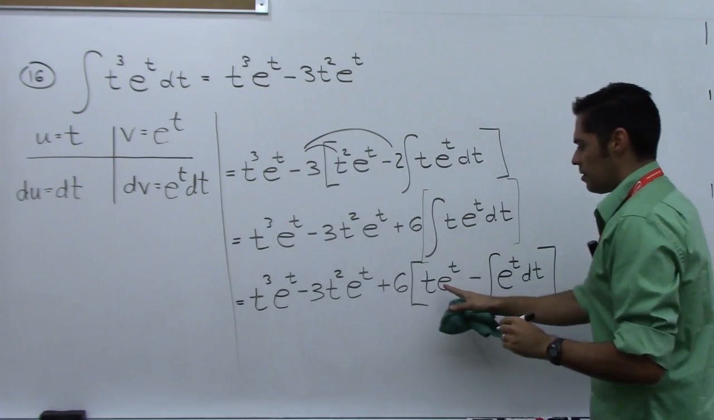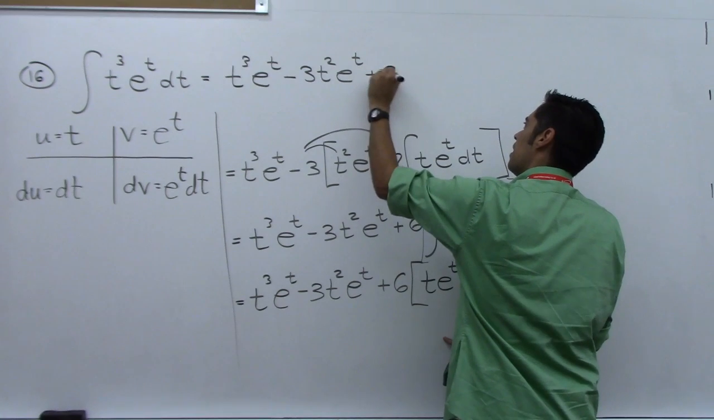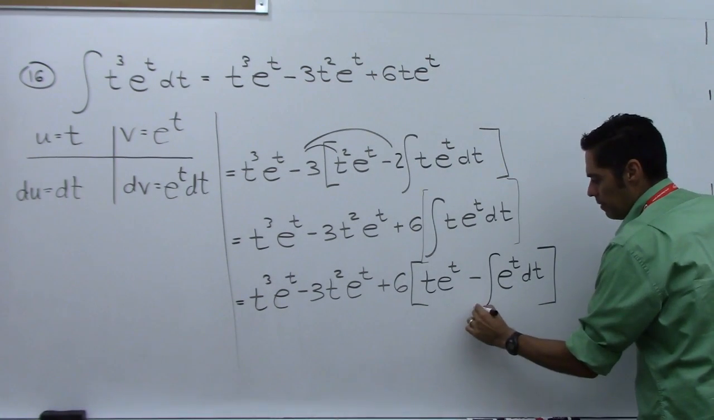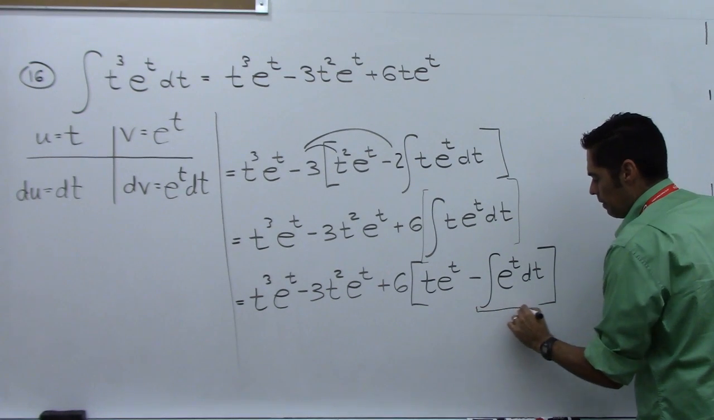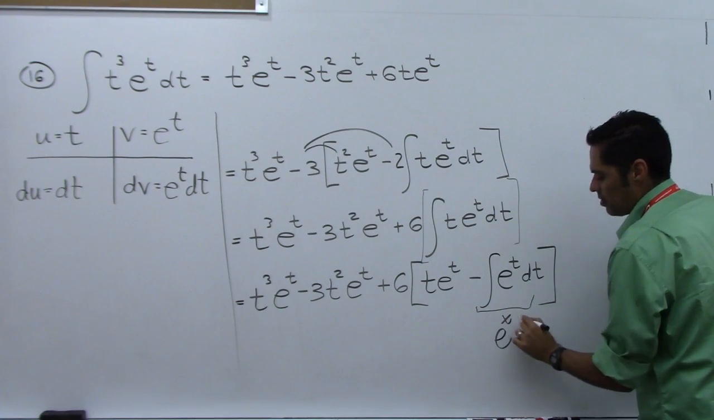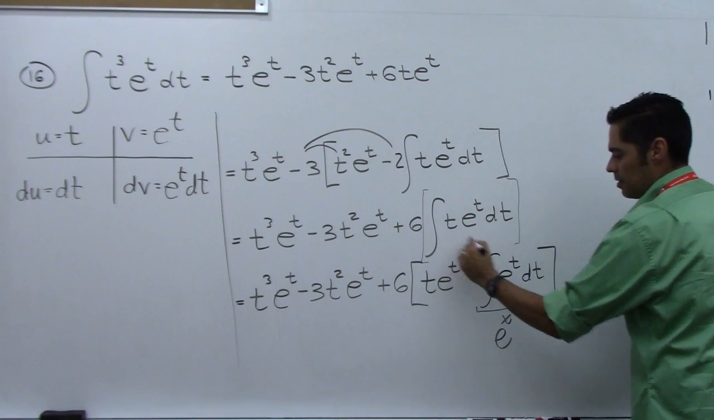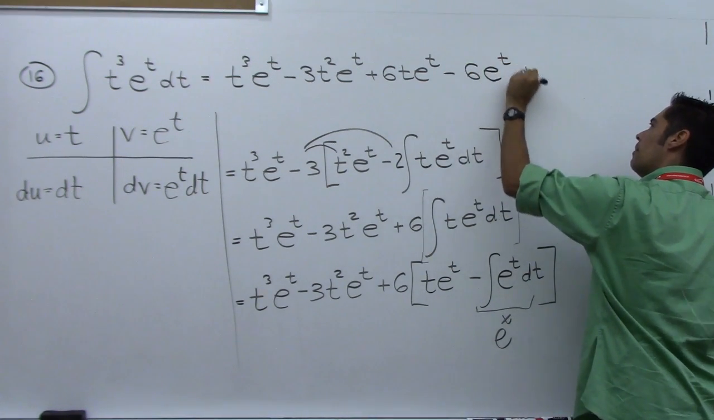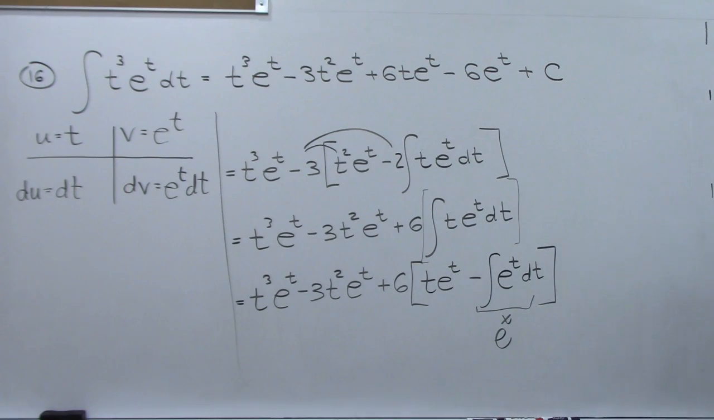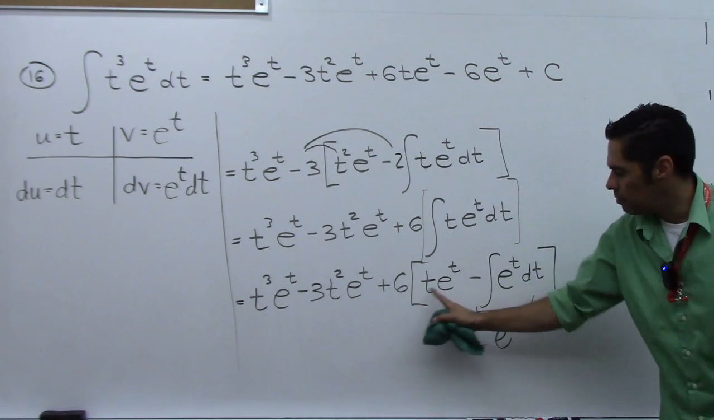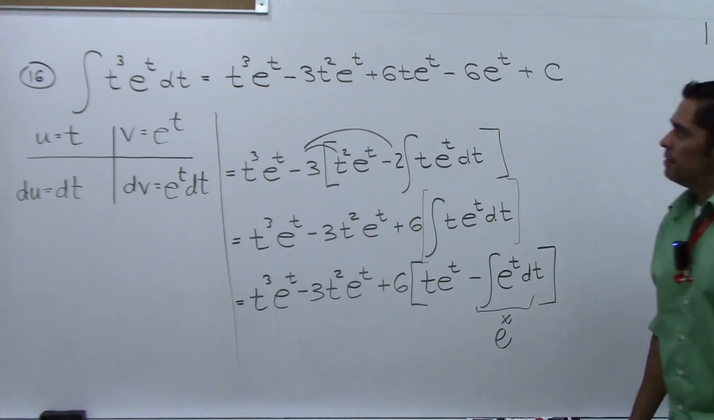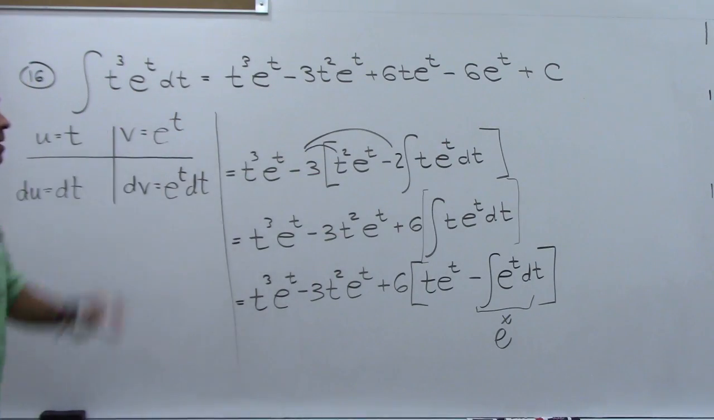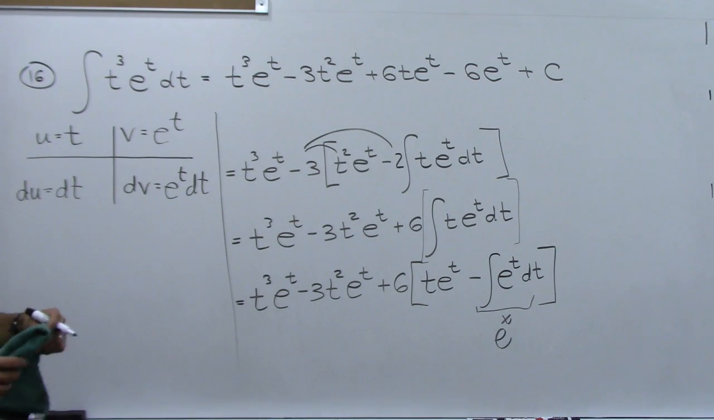Now distribute the 6 through, plus 6t e to the t. The antiderivative, okay, so this right here is e to the t, plus a constant. So I'll distribute the 6 through. I'll get negative 6 e to the t plus some constant. Just be aware that that 6 had to come through this bracket. And that's it. This is your antiderivative right there. You could factor out an e to the t if you want, but that's good enough.